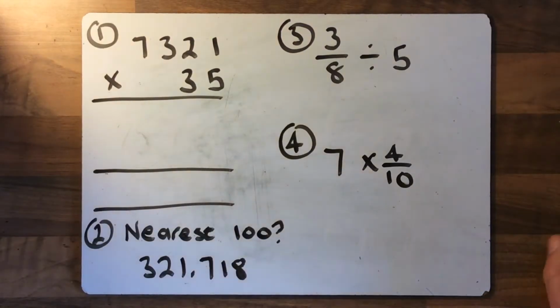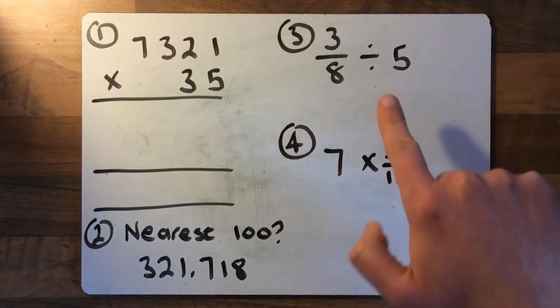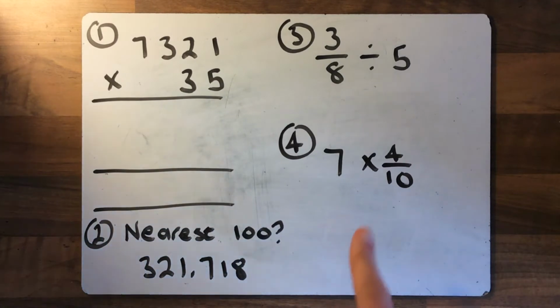Okay, Year 6, it's time for your Mixed Maths starter today. So we've got a multiplication question here, 4-digit by 2-digit, a rounding question, rounding this number to the nearest 100. We've got a fractions question, 3/8 divided by 5. And then we've got another fractions question, 7 multiplied by 4/10. So pause the video, have a go at those 4 questions and unpause and see if you got them correct.